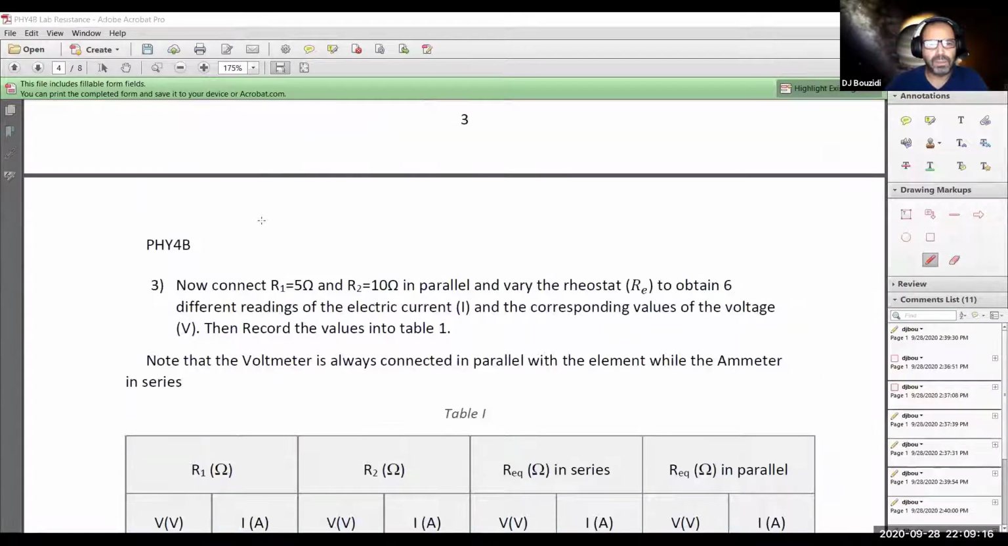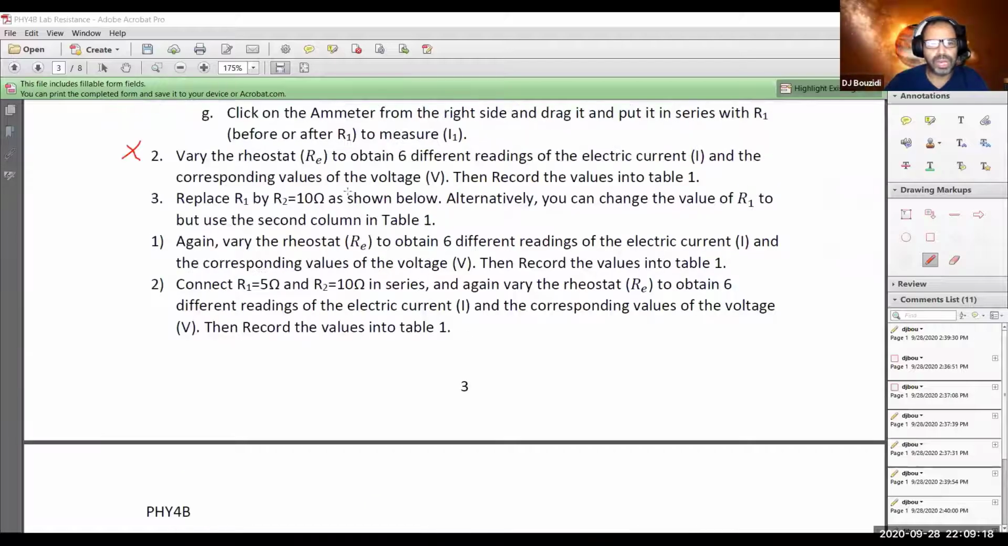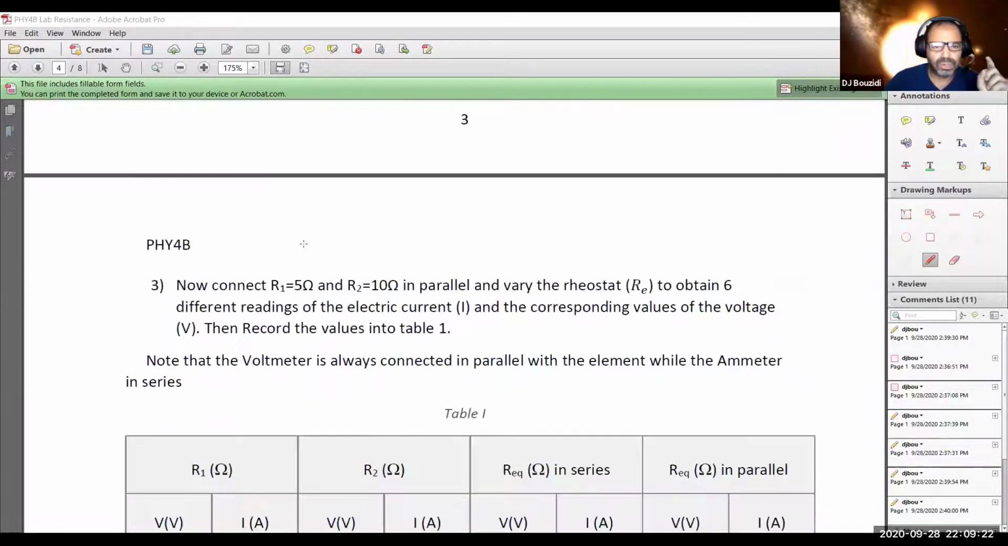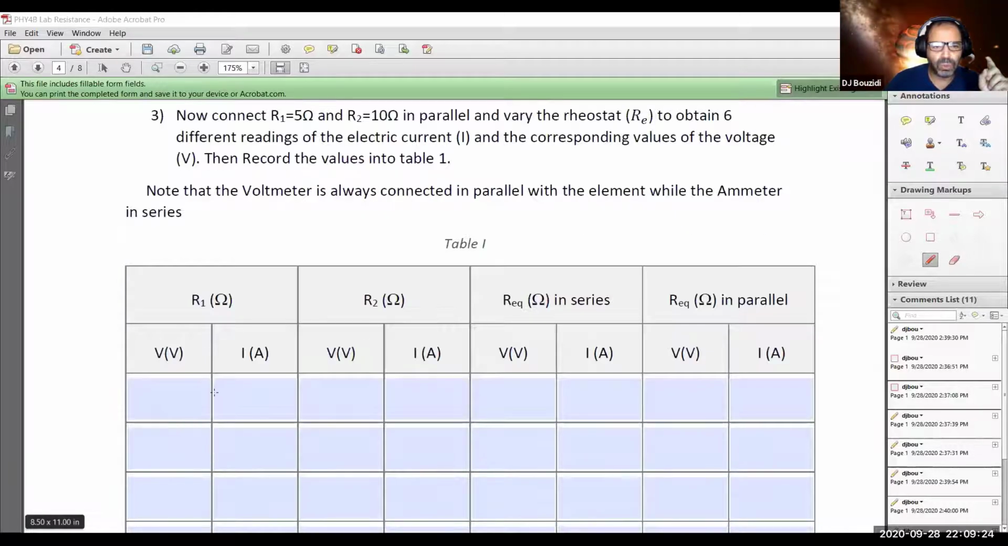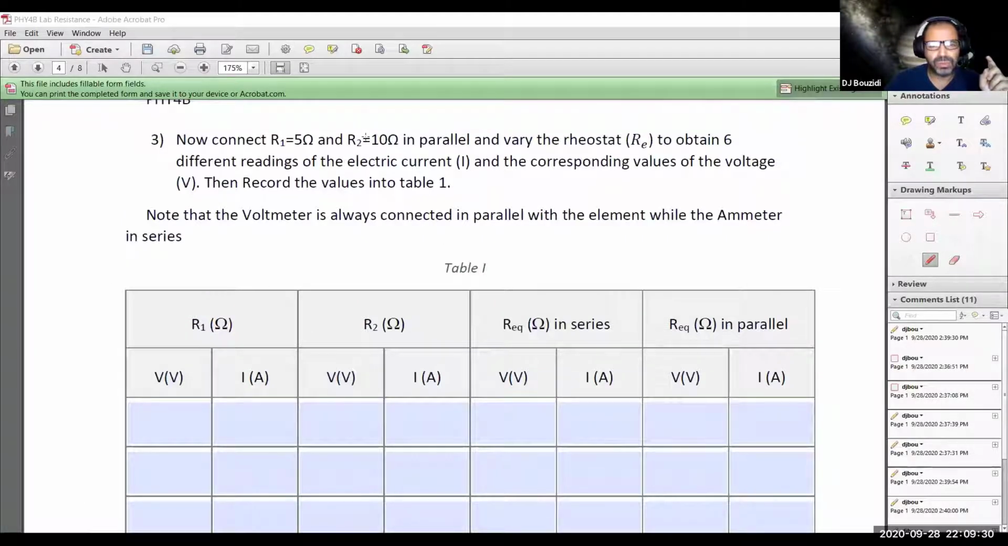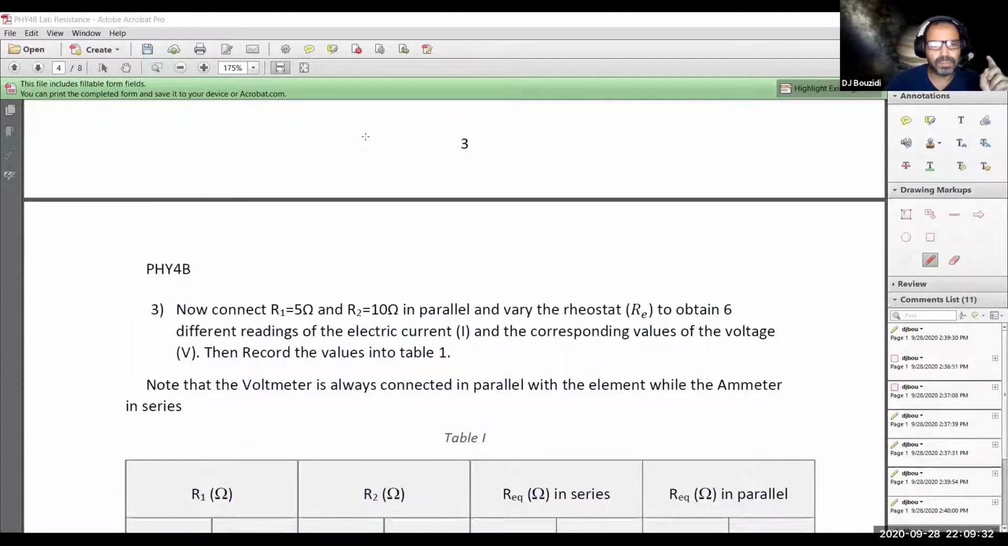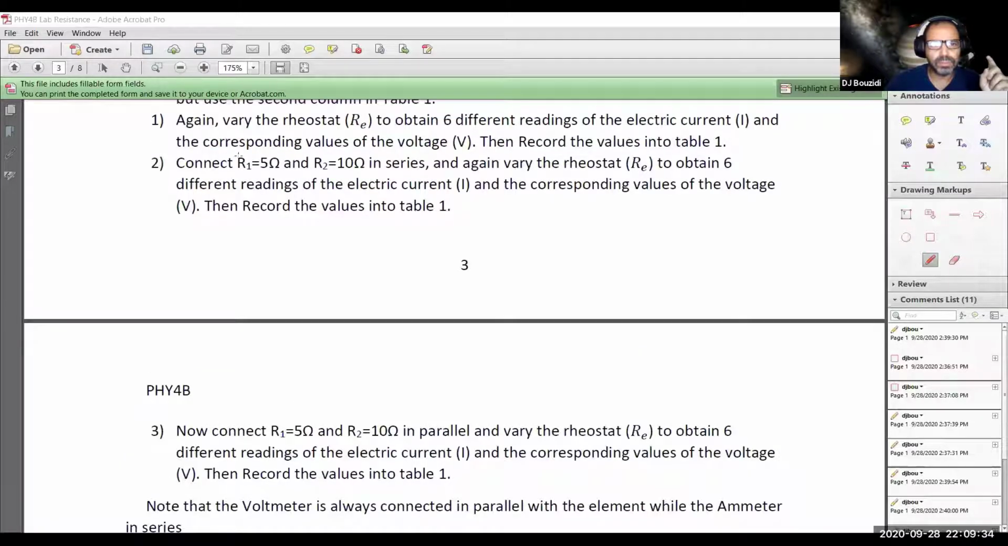Let me stop and go back to sharing the screen. So step 2 now, you don't change R1, keep R1 the same. Change R2 and record the data in the first 2 columns, okay? Step 2, we're done with it, okay?